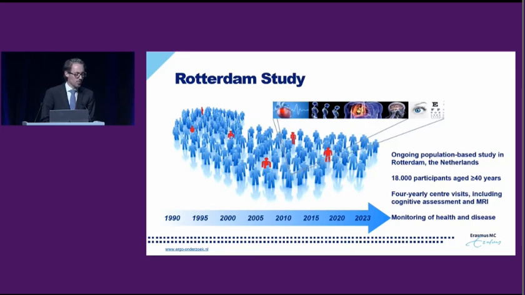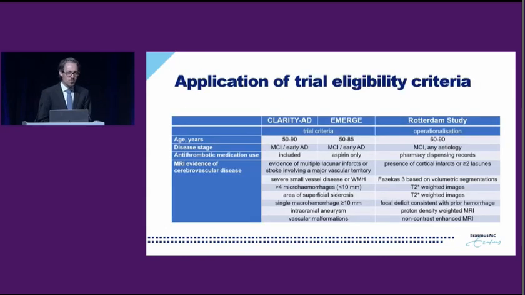And what I'll show you here is results from the 5th examination wave between around 2010 and 2015 in people who underwent cognitive assessment and brain MRI. So what we did is we extracted the trial criteria, as I think most of you are familiar with, and applied these to the Rotterdam study population, so to a general population sample.